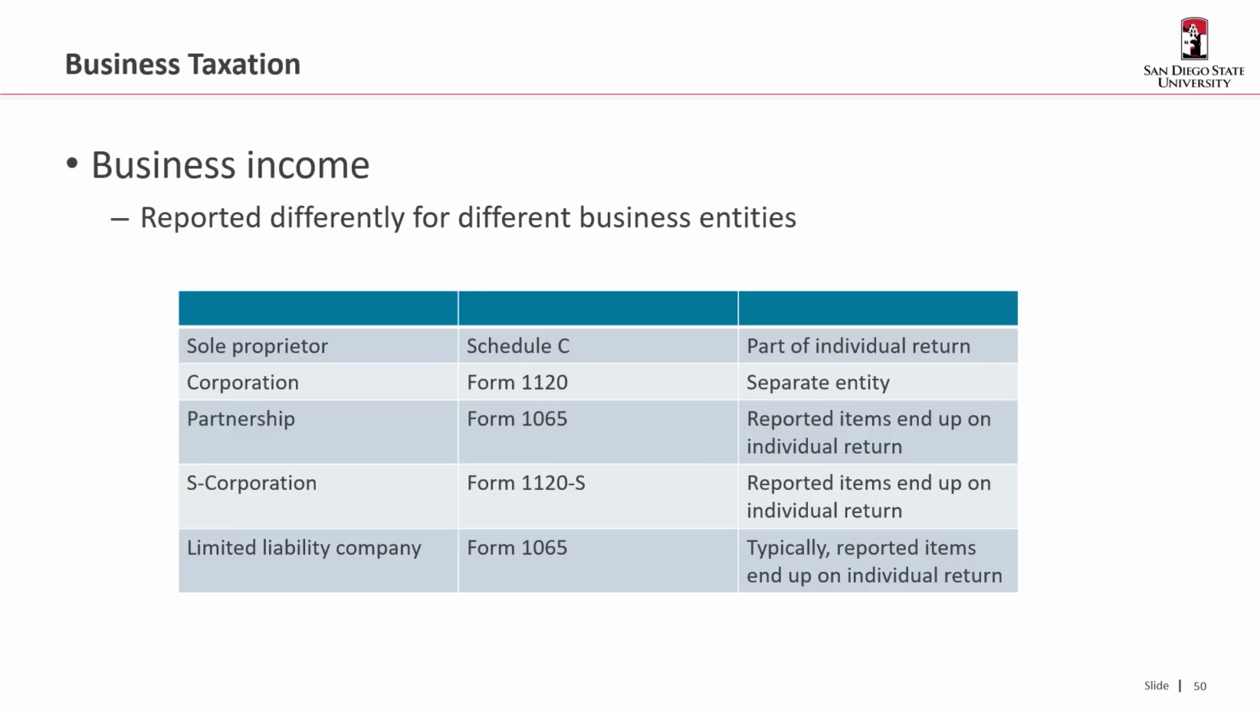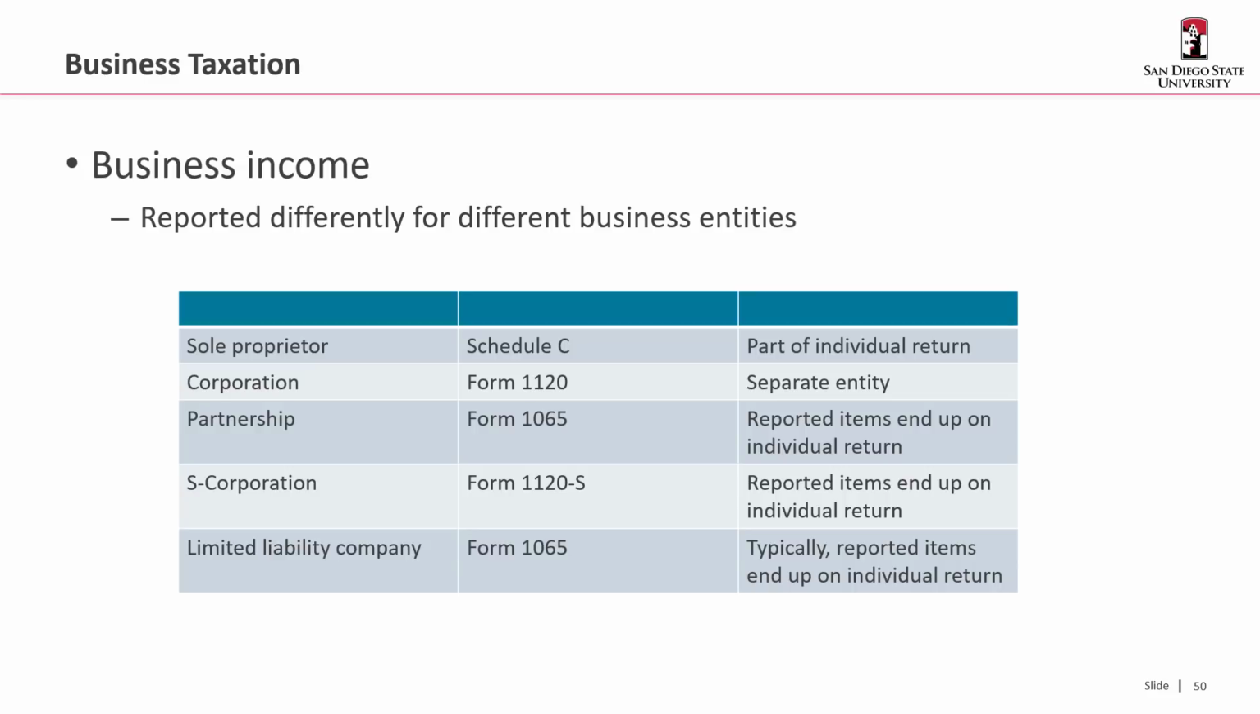Okay. So business income is reported differently for different business entities. So let's say that you're a sole proprietor. Well, a sole proprietor completes a Schedule C, which is net profit for a sole proprietorship, and that's simply part of their individual return. We looked earlier at how Schedule C tied in to Schedule 1, which ties in to Form 1040.